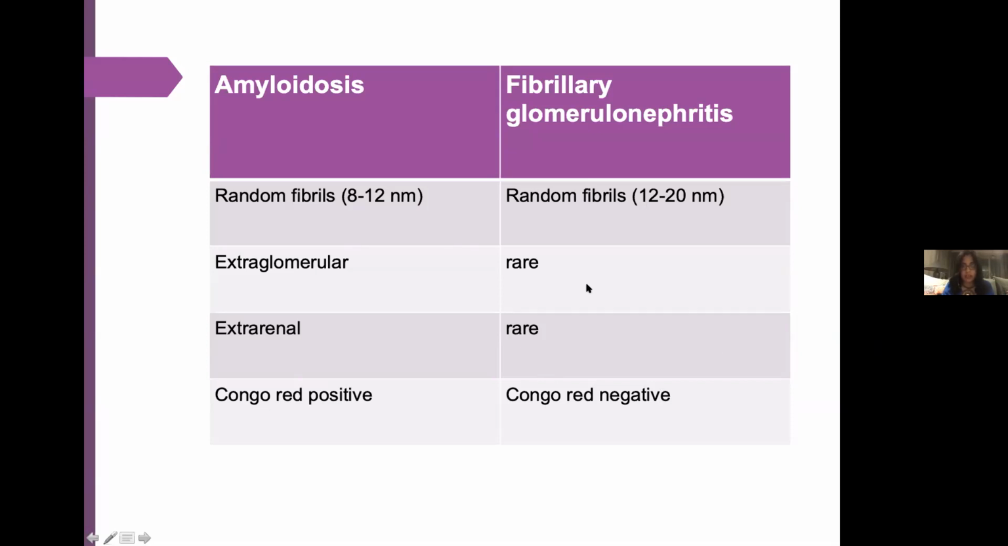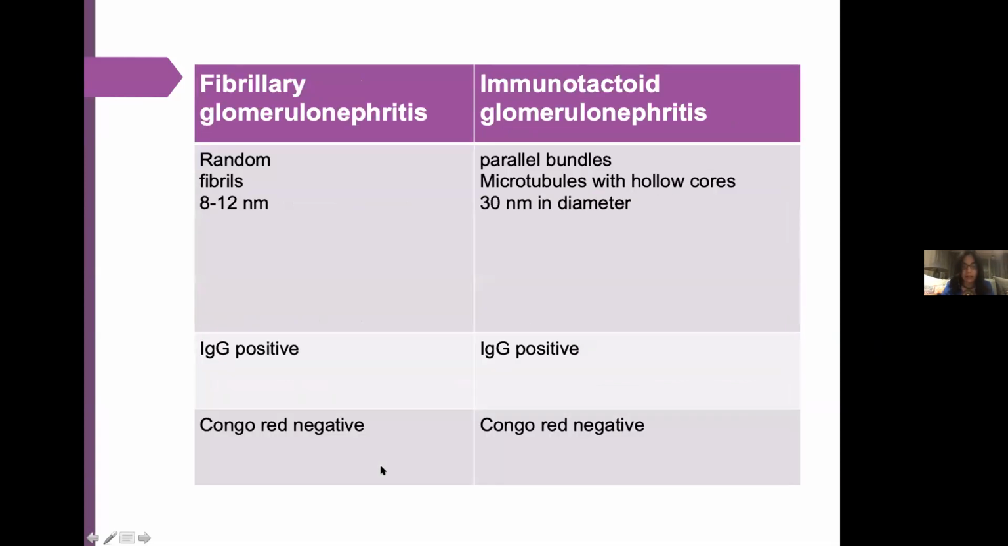Extraglomerular affection is common in amyloidosis, is rare in fibrillary. You can have some tubular deposits, but not common. And it's not common also to have extrarenal deposits in fibrillary GN as it is common in amyloid. So you see the differentiation has to include everything, even the extrarenal manifestations.